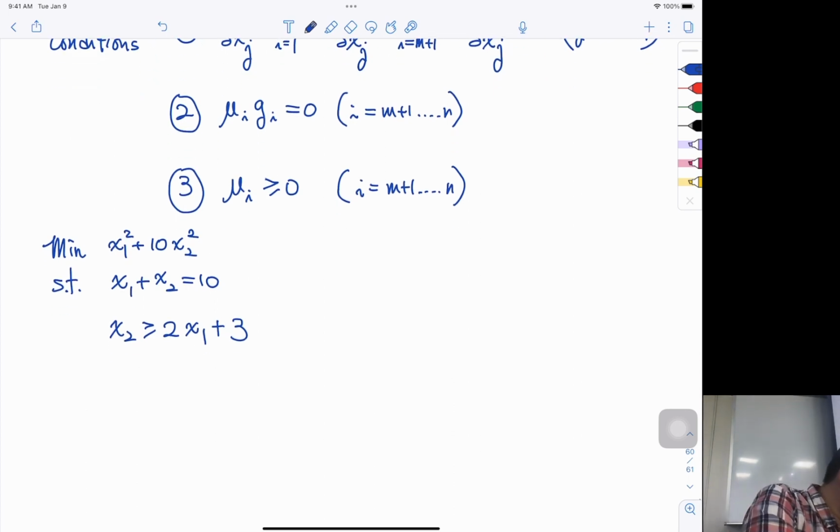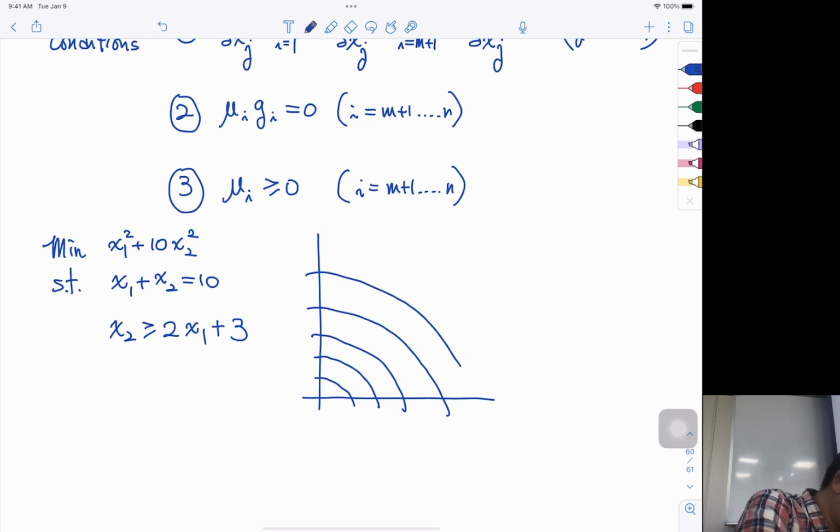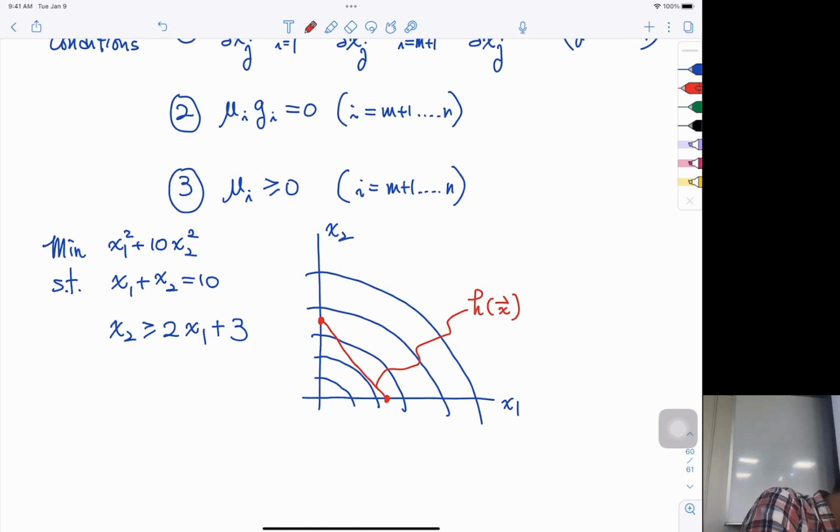Yeah. So if I make a drawing of this, I can already tell by graphic where the solution is. So the contour will look like this. Okay, this is x1 and x2. So x1 plus x2 equals 10 looks like this. It's an equality constraint, right? And x2 greater than 2x1 plus 3 looks like this. For example, if this is 3, then it's gonna be like this. So this would be my g function.